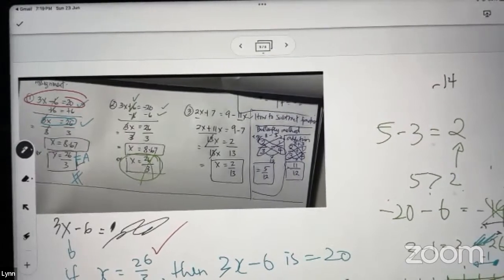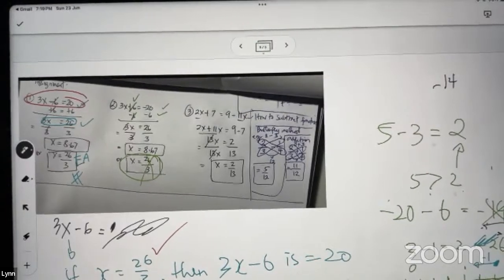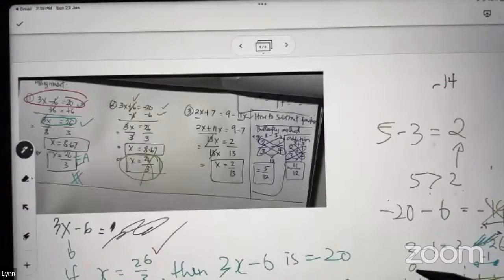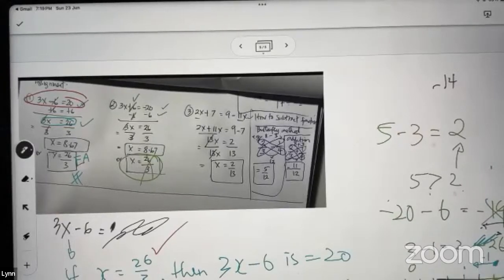0 minus 1. What should it be? 0 minus 1 is not 0. It's not 1 either. So 0 minus 1 is on the negative side. I will start with 0, and then negative 1 is a minus.